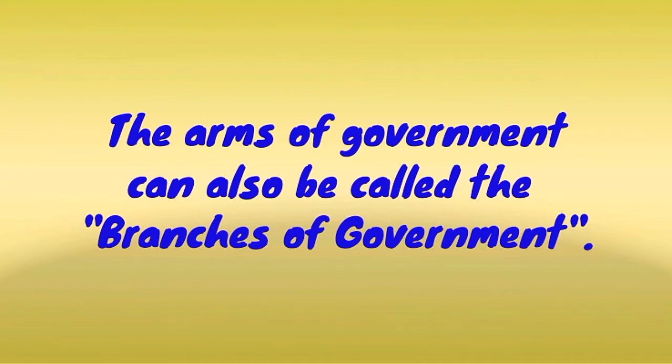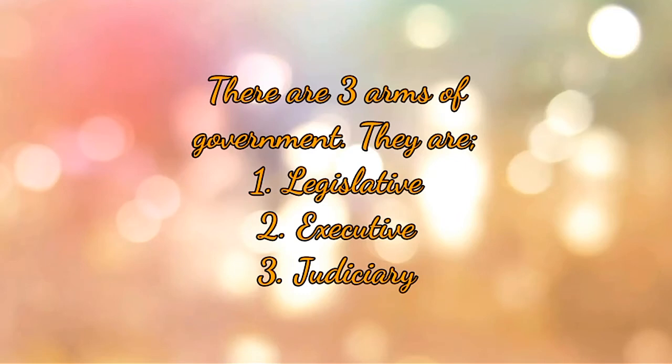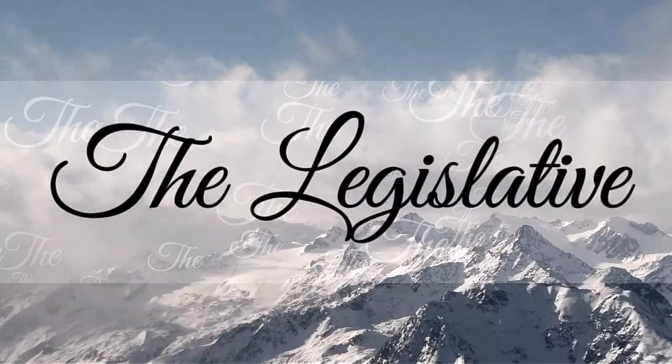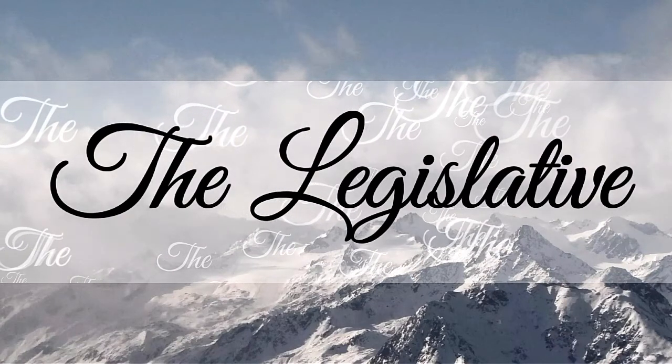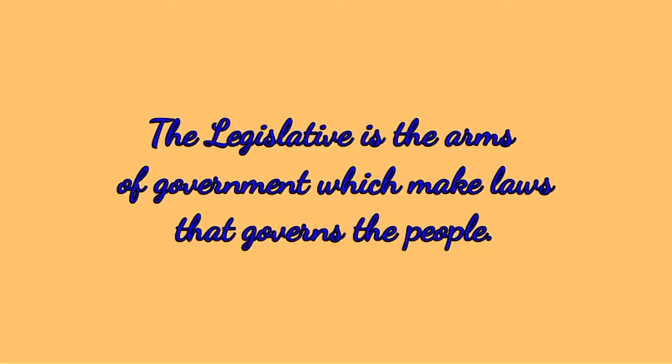Now, there are three arms of government. We have three arms of government, which are: 1, the legislative; 2, the executive; and 3, the judiciary. So these are the three arms of government. Now let's talk about the legislative. The legislative is one of the arms of government.